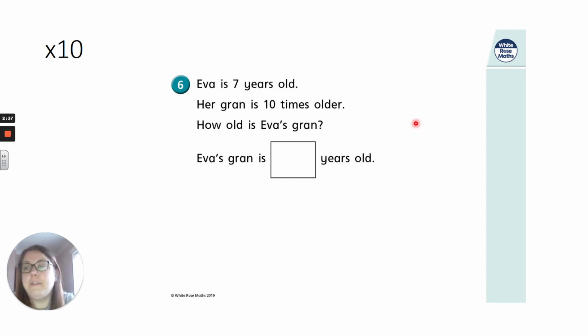Okay, see if you can have a go at this one and I'll read it to you. Eva is 7 years old. Her gran is 10 times older. How old is Eva's gran? So we know Eva is 7. We know her gran is 10 times older. So we need to do 7 times 10. So pause the video and have a go at 7 times 10. So we know 7 times 10 is 70. So Eva's gran is 70 years old. Well done if you said that.